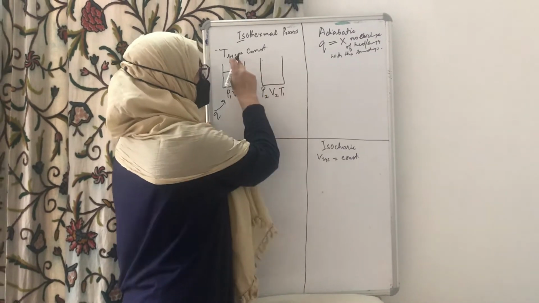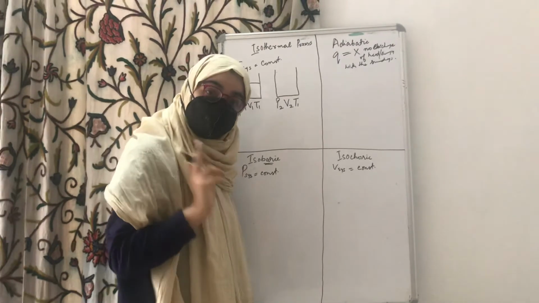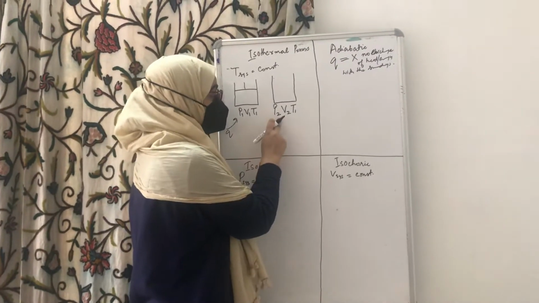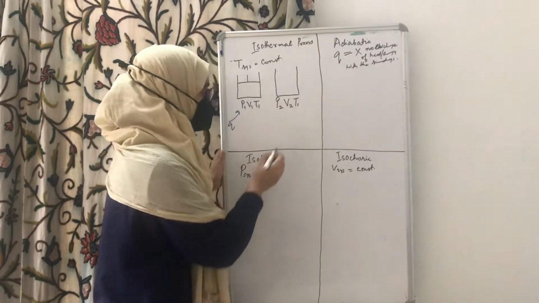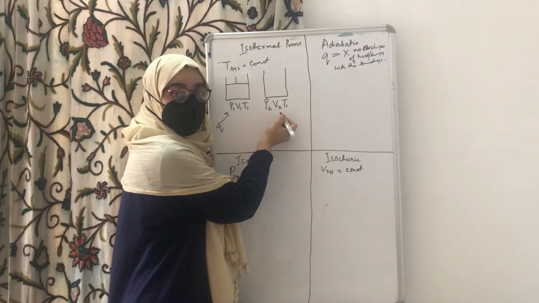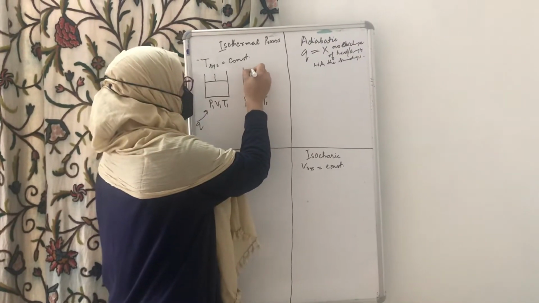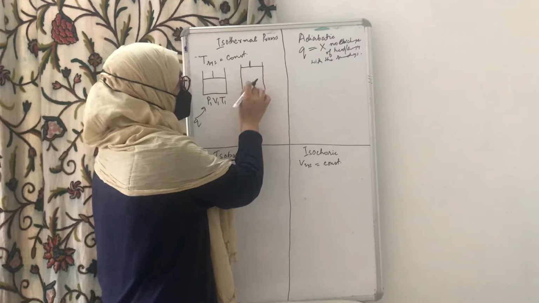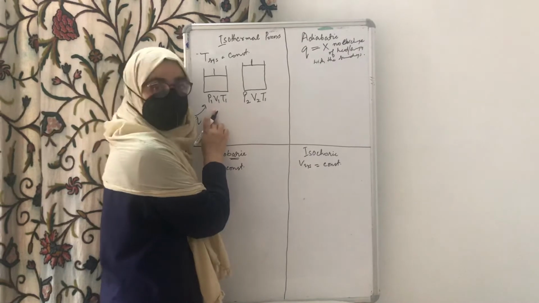T1, because the temperature of the system remains constant. So temperature will be T1. Okay, P1, V1, T1 will become P2, V2, but temperature will remain constant. Now see, has the volume changed? Yes, the volume has changed. So this piston will come here. That means the volume has increased because you are giving an external source of energy, right?